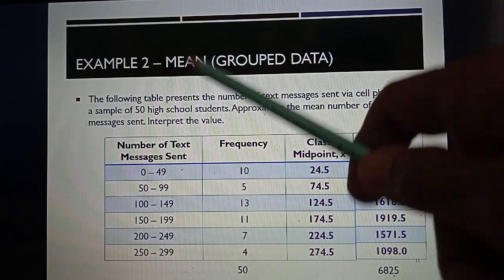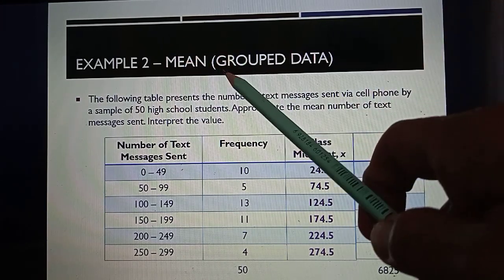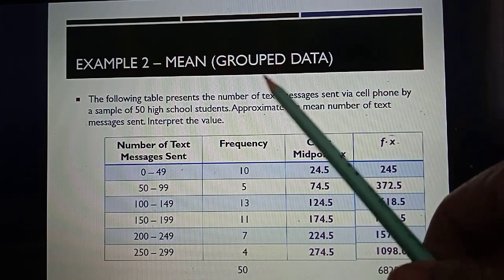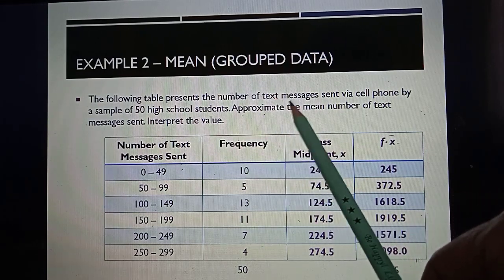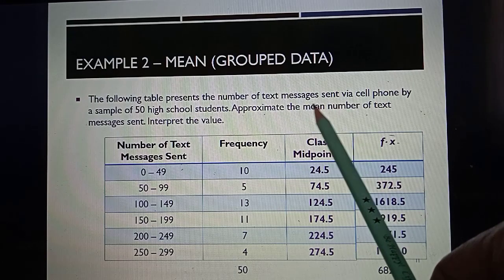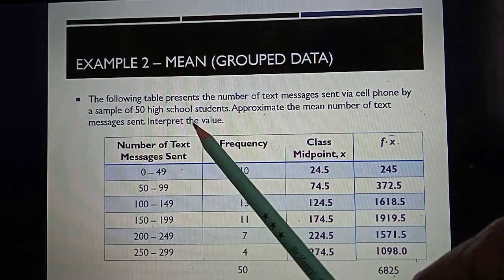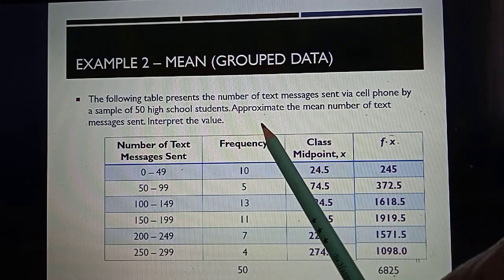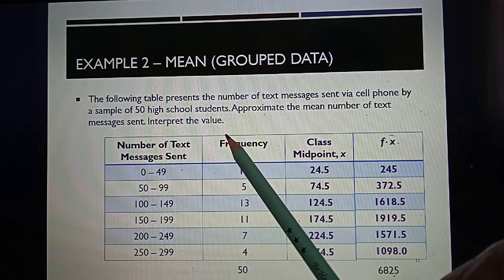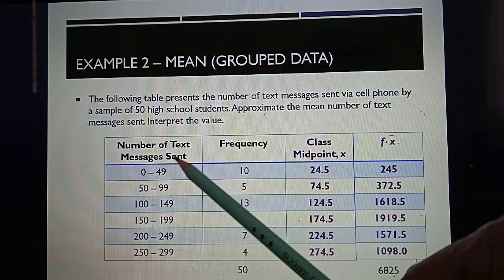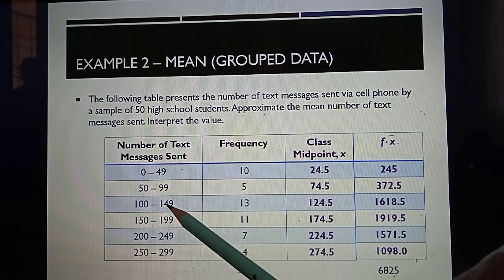Okay, example 2, for finding the mean of grouped data. The following table presents the number of text messages sent via cell phone by a sample of 50 high school students. Approximate the mean number of text messages sent and interpret the value. So this is the number of text messages sent.